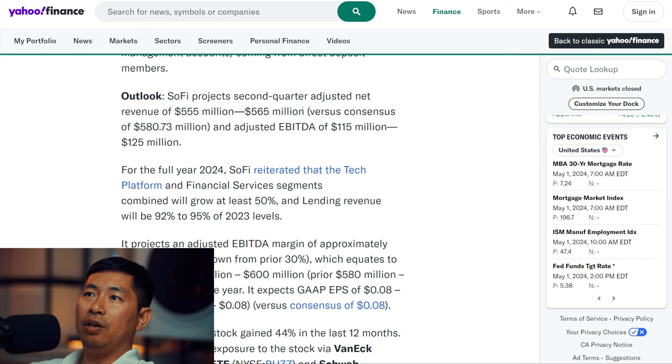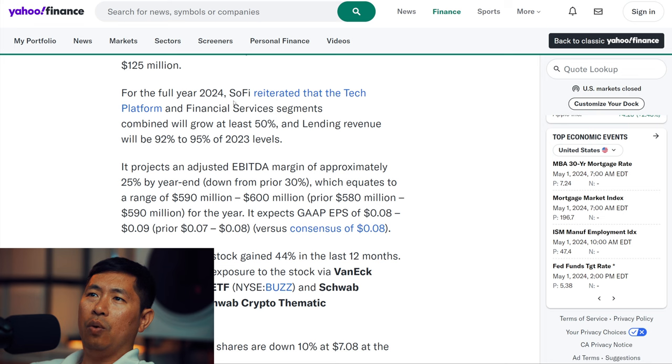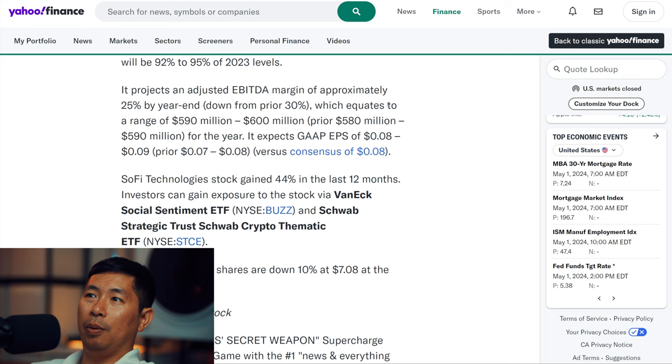Outlook: SoFi projects second quarter adjusted net revenue of $555 million to $565 million versus consensus of $580.73 million, and adjusted EBITDA of $115 million to $125 million. For the full year 2024, SoFi reiterated that the tech platform and financial services segments combined will grow at least 50%, and lending revenue will be 92% to 95% of 2023 levels. It projects an adjusted EBITDA margin of approximately 25% by year end, down from prior 30%, which equates to a range of $590 million to $600 million. Prior $580 million to $590 million for the year.